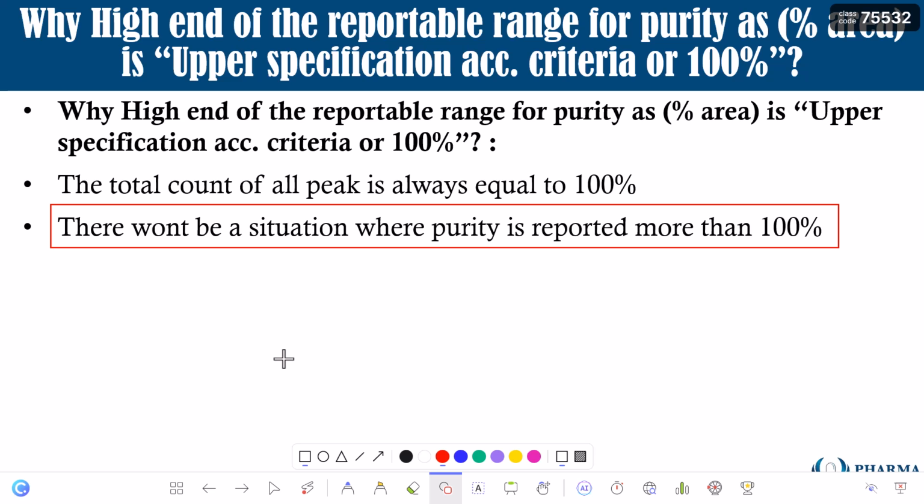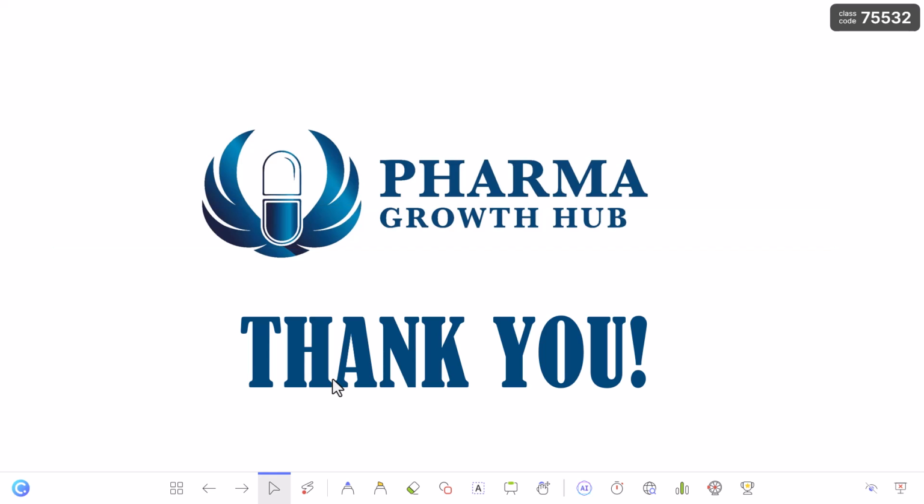So it is going to be impractical, illogical, and because of that the Q2R2 might have given the high end of the reportable range for purity while using the percent area basis technique just equal to 100%, or if your upper specification is less than 100%, that can be considered. So this is my take on this particular point. Let me know what your understanding is on this particular proposal by the ICH Q2R2. Thank you so much.